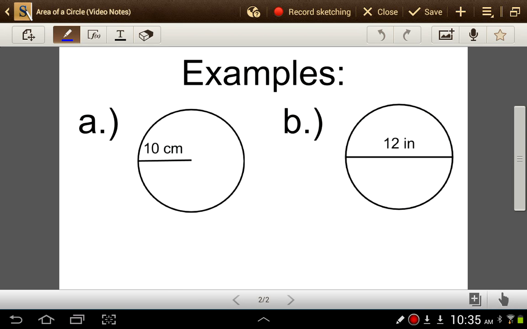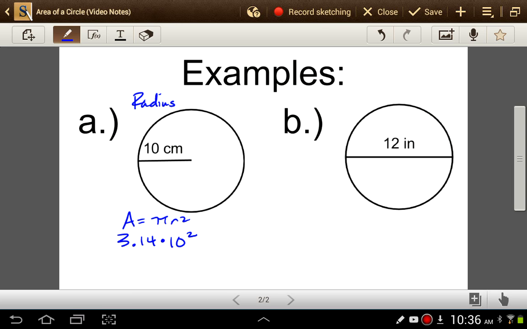Alright, I got two examples, one with the radius, one with the diameter. Since this is a radius, I can use that in my formula, because my formula uses a radius. So the first thing I'm going to do is area equals pi r squared. Then I'm going to plug it in. Again, use 3.14 for pi, so I'm going to do 3.14, and I'm going to multiply that by 10 squared.